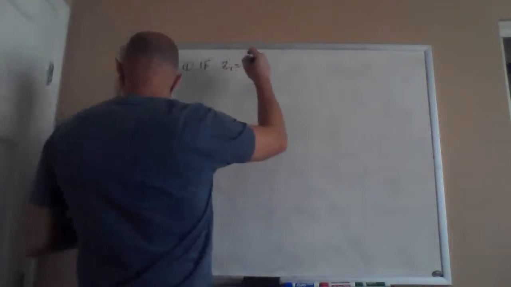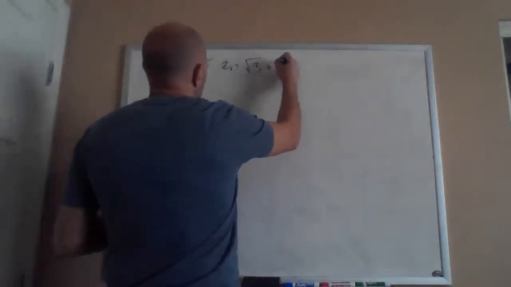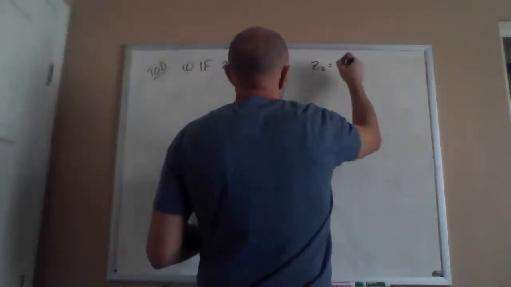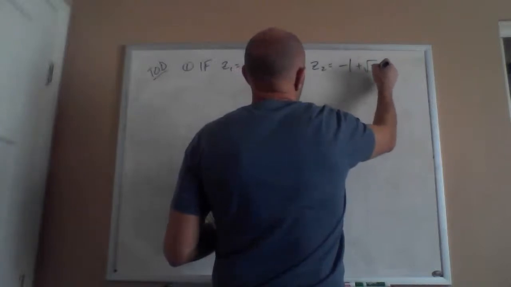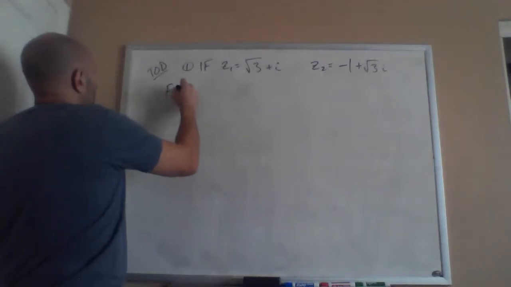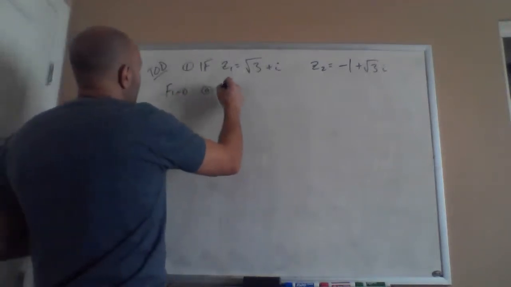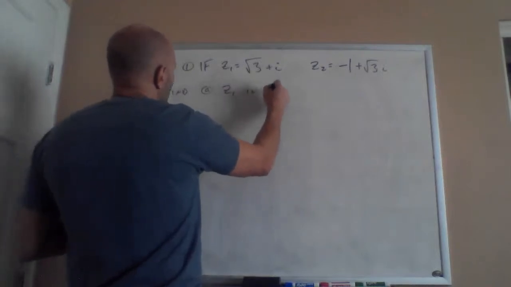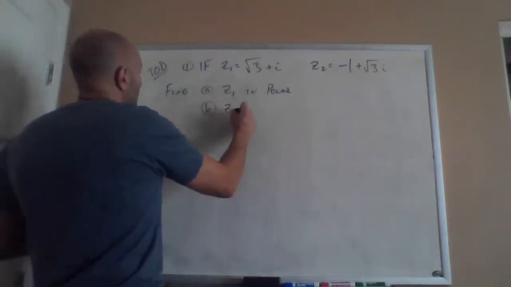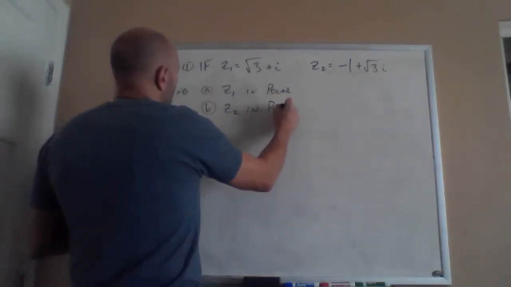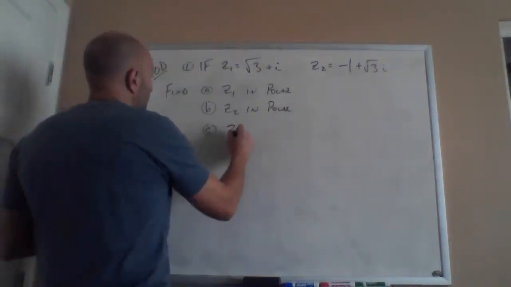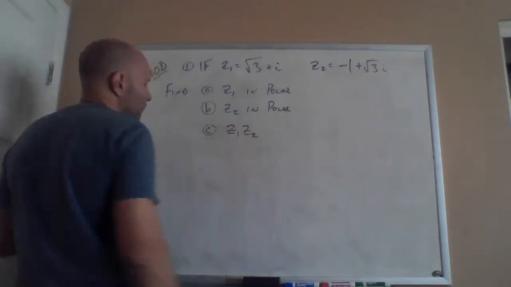If Z1 is root 3 plus i, and Z2 is -1 plus root 3 i, find the following. A, Z1 in polar form, B, Z2 in polar form, and C, Z1 times Z2.